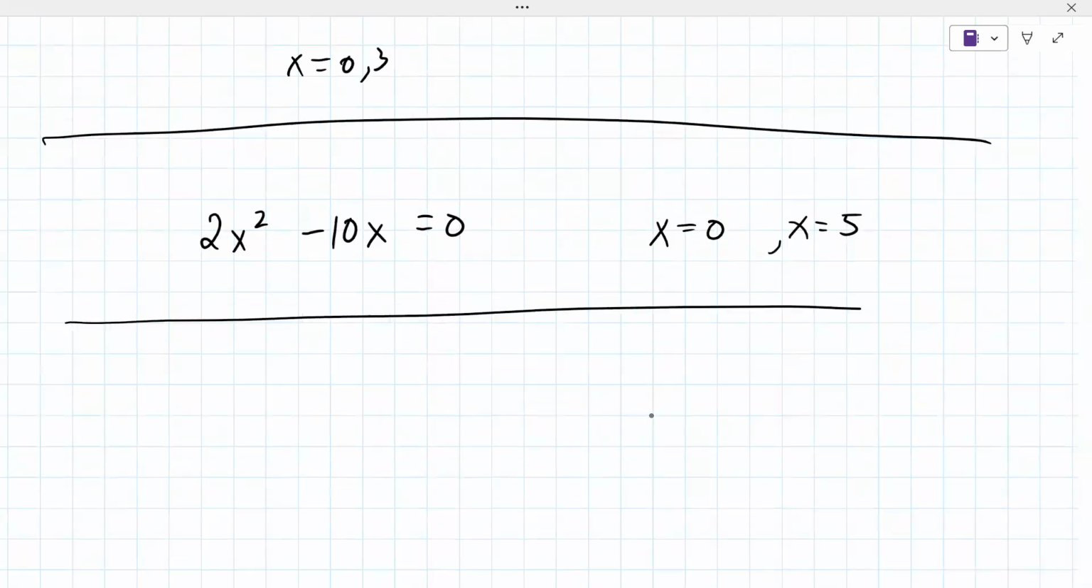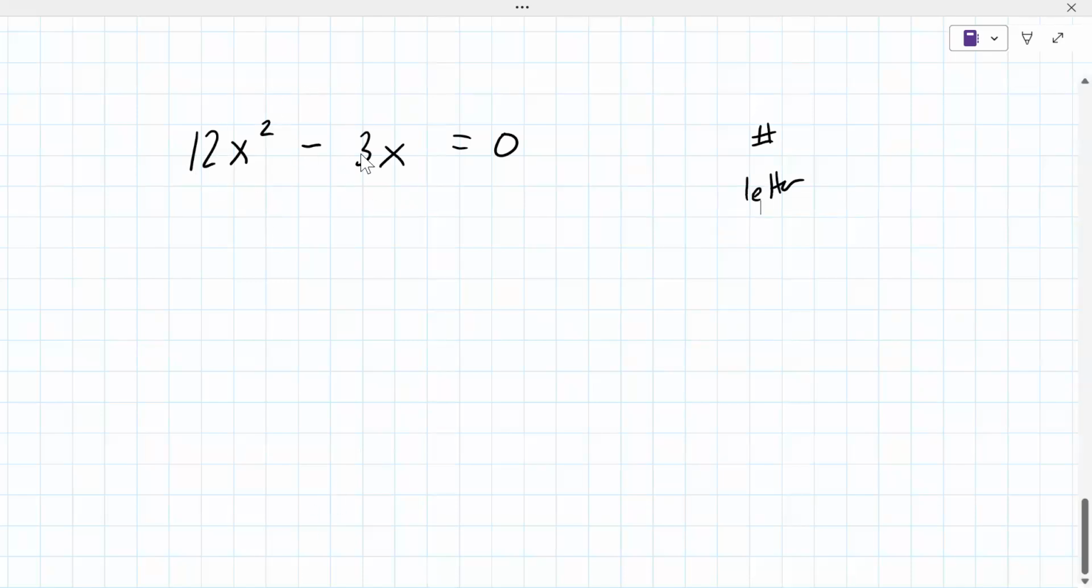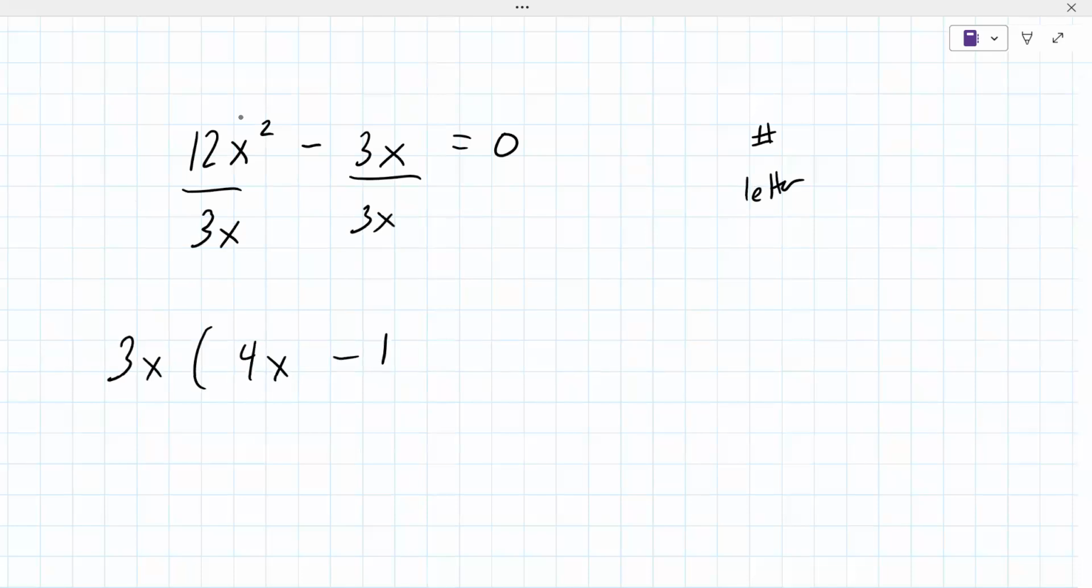So now there's some other possibilities here. So let's say you get something like 12x squared minus 3x equals 0. This one's going to be a little bit different than the last. You're still doing the same thing. You're looking for the number and the letter that goes into both. What goes into both 12 and 3? 3, and they both have an x. So 3x. This time you get a 3x and then 4x minus 1 inside parentheses. When it's the same on the top and bottom, it's 1, it's not 0. Inside parentheses here is now what's called a two-step equation.